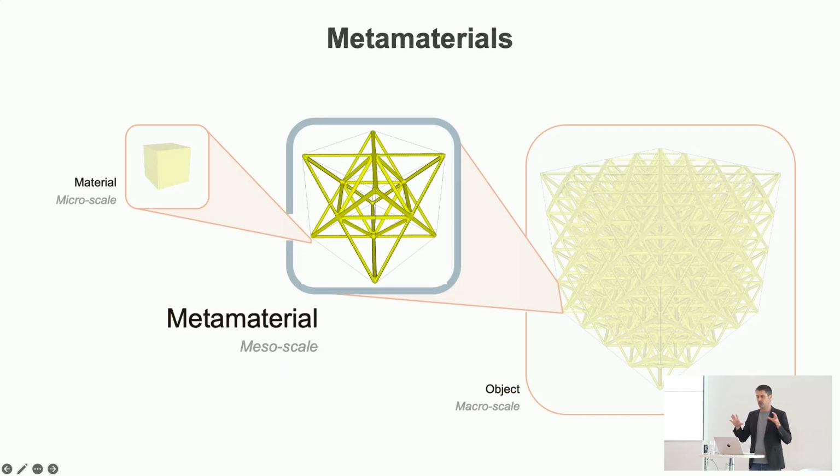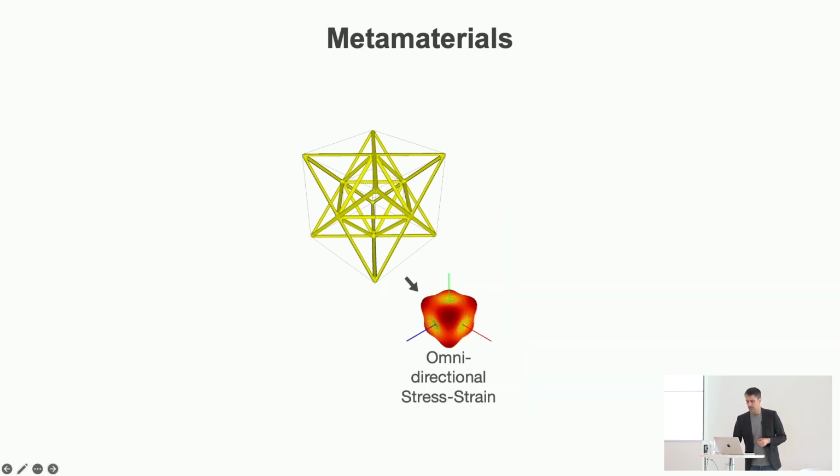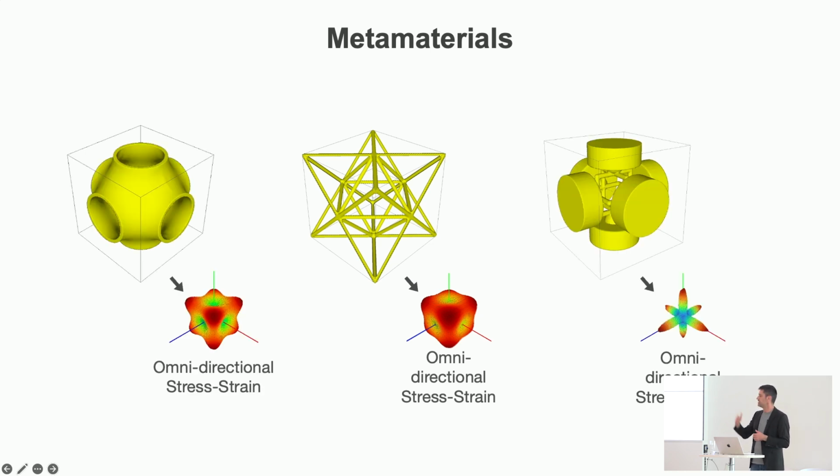So a metamaterial is a mesoscale structure that has been engineered to exhibit a very specific behavior. And by changing the shape of this structure, we can actually realize a wide range of properties, such as, in this example, elastic behavior. And we can tune this with the material structure.